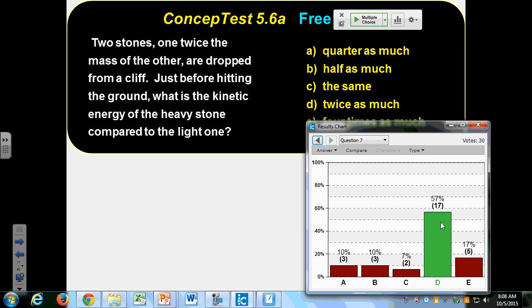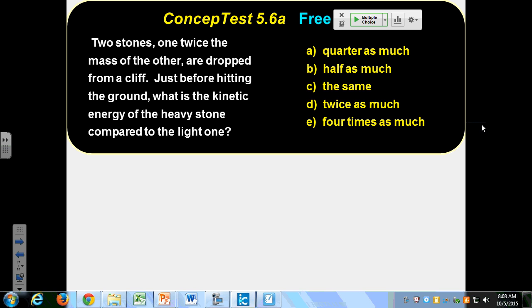Okay, good. D is the right answer. Just looking at the relationships, we have 1/2 mv squared. If one has twice the mass, that means that the kinetic energy is twice as much. It's just a simple linear relationship. So D is the right answer. They're going to have both the same speed, by the way, because it doesn't depend on the mass. They both experience the same acceleration.